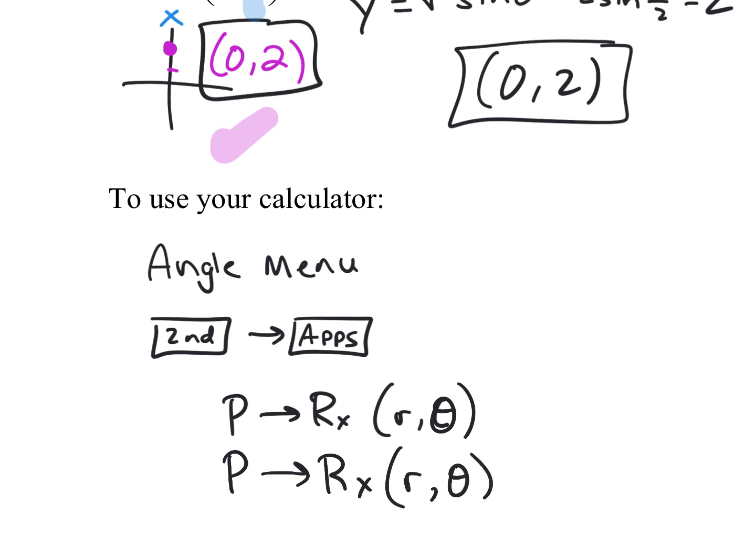Oh, sorry, I made a mistake there. This should be RY. What these two options get us is converting from polar to rectangular and getting the X value. And then the second option is converting polar to rectangular and getting the Y. So we do have to go through the process on both of them and plug both of them in, but our calculator can do this work for us. Let's look at some more examples.